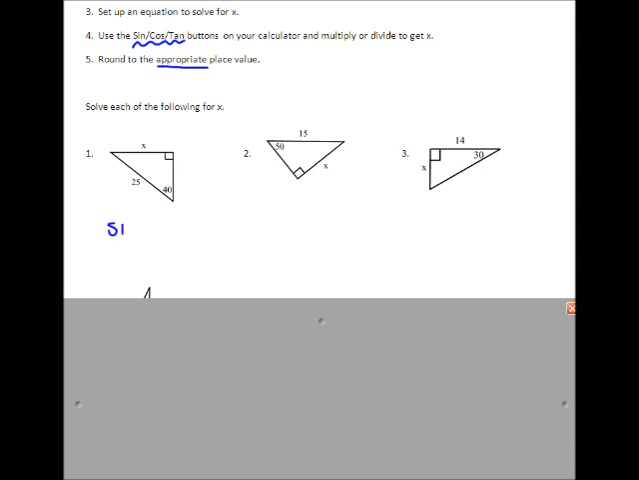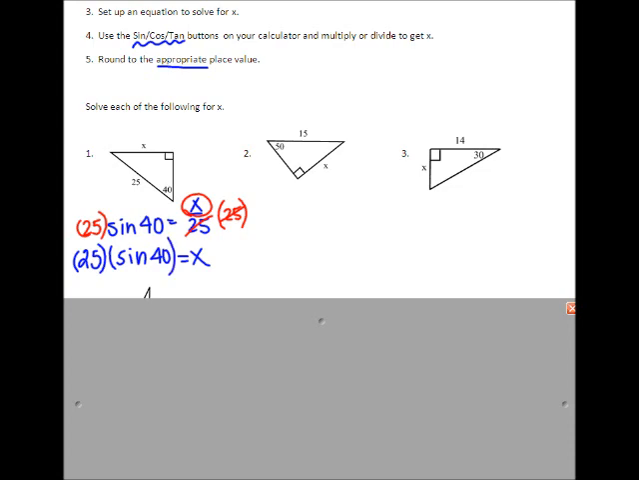This one was sine of 40 equals x over 25. Now, the best way to do this is actually to isolate x first. So in order to get x by itself, what I would like to do here is multiply both sides by 25. Because that will cancel out the 25s here, and I'll just be left with x. And x is going to be 25 times the sine of 40.